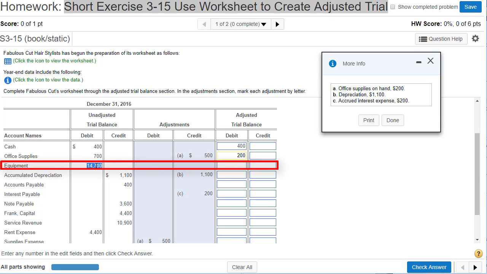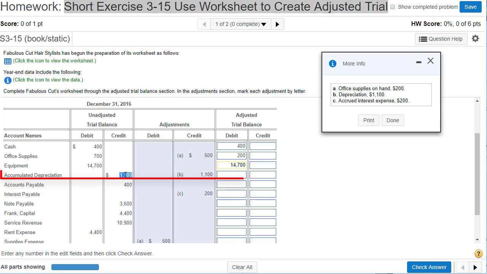Next, we've got equipment, $14,700. We did not adjust it, so I'm going to bring that number over. Then we had accumulated depreciation of $1,100. The equipment depreciated $1,100 more. So what's $1,100 plus $1,100? That's $2,200. Now here's where a lot of students, including me when I was a student, don't pay attention and they don't put the balance on the correct side. Notice these are credits. So the $2,200 is going to go on the credit side.